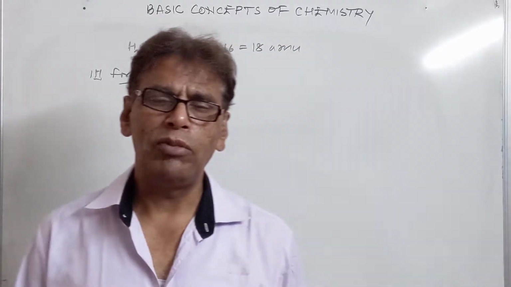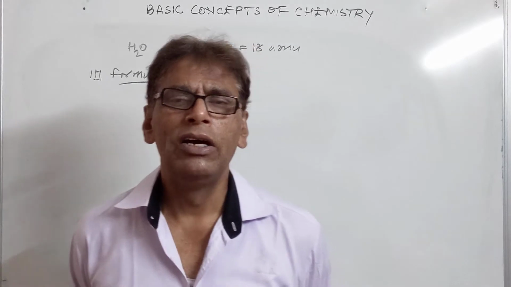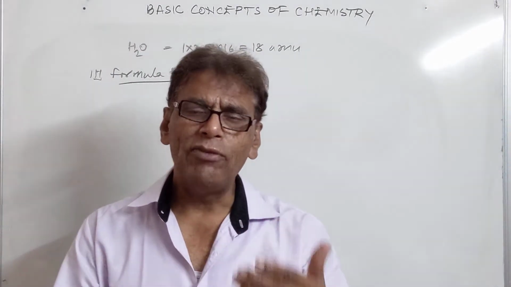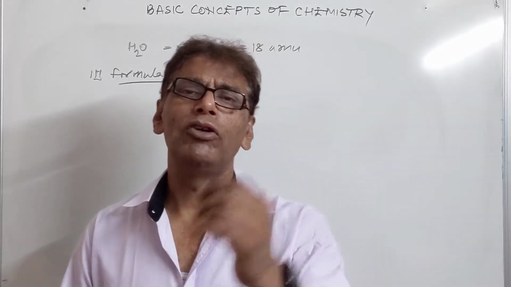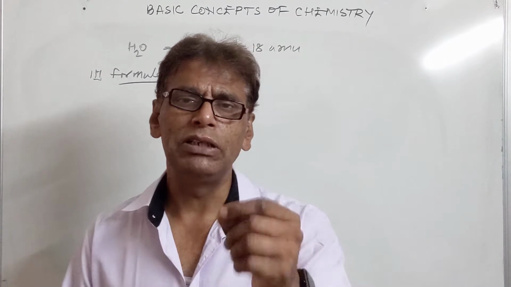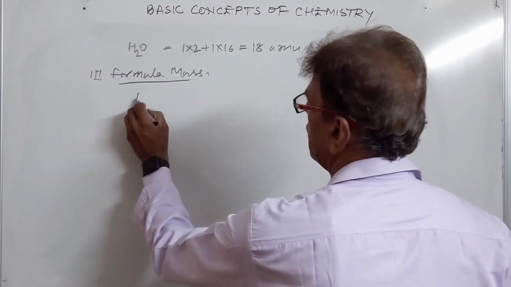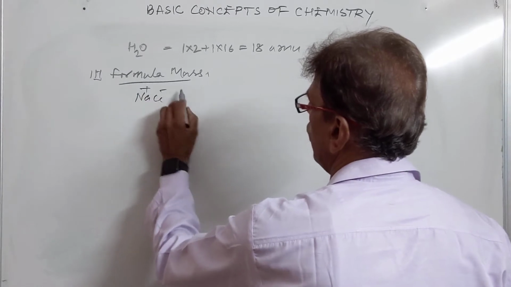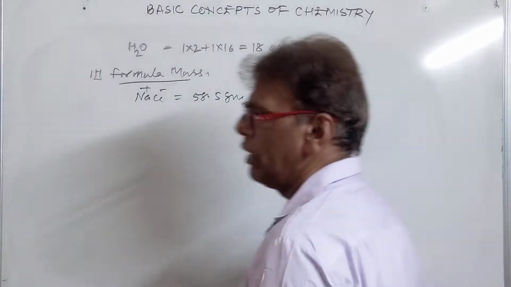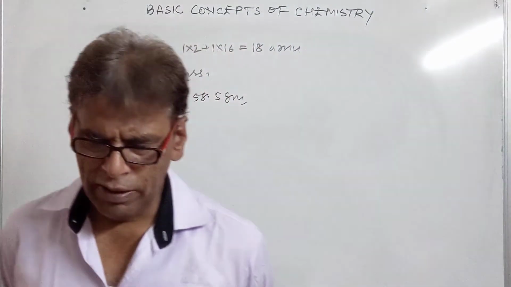Formula mass is the number of times a formula unit of an ionic compound is heavier than 1/12 of the mass of a carbon atom, or it is the average relative mass of a formula unit of a compound as compared to an atom of carbon, which is taken as 12. So the formula mass of NaCl, an ionic compound, is 58.5 gram. On the atomic mass unit scale, the term gram will be replaced by AMU.